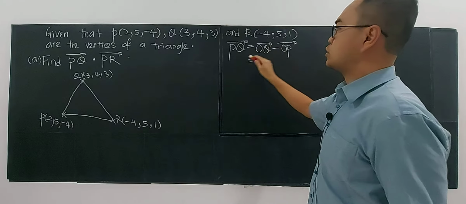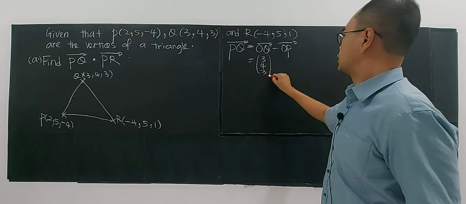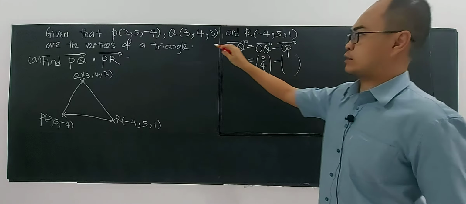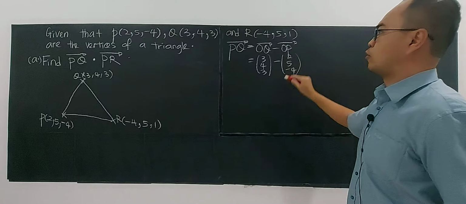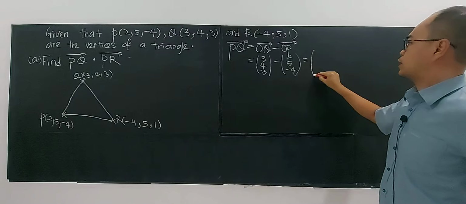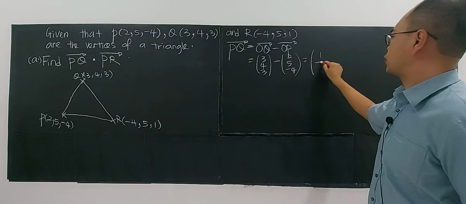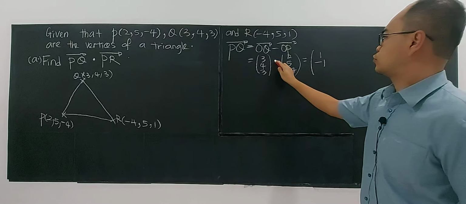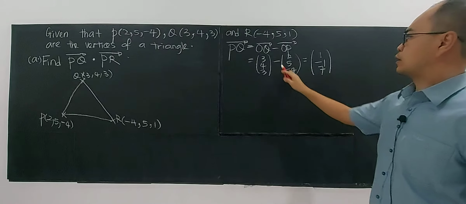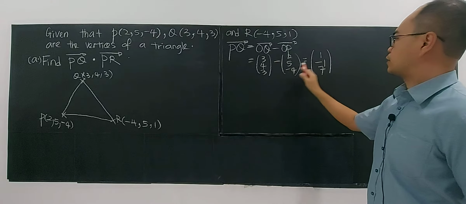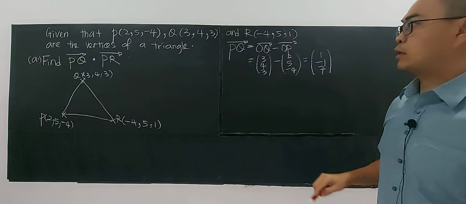The position vector of Q, which is 3, 4, 3, minus the position vector of P, which is 2, 5, -4. Calculating, 3 minus 2 gives 1, 4 minus 5 gives -1, and 3 minus negative 4 gives 7. So 1, -1, 7 is your vector PQ.